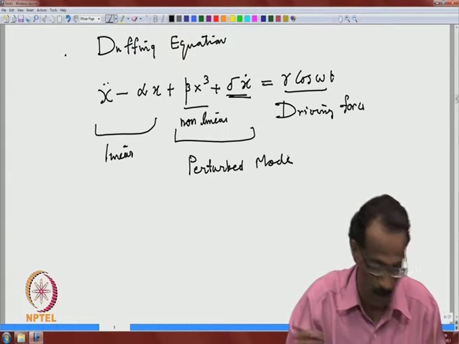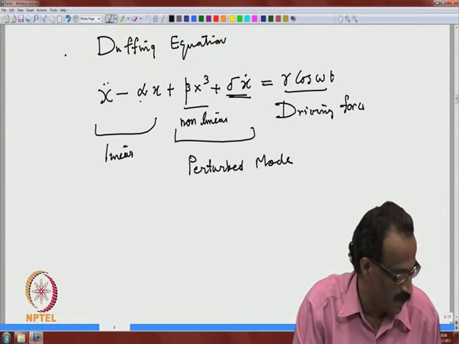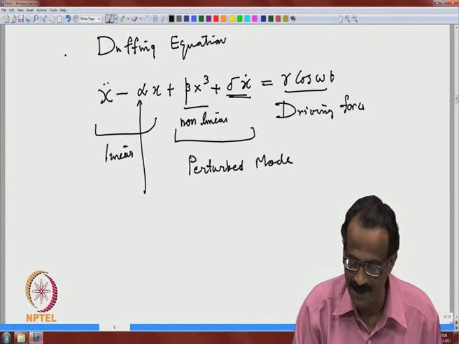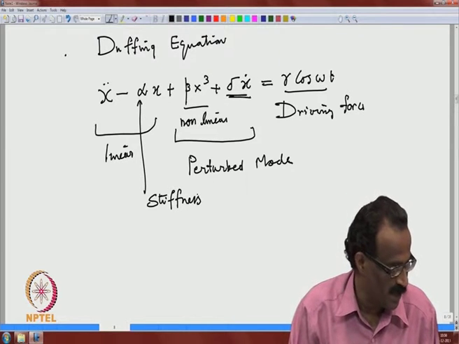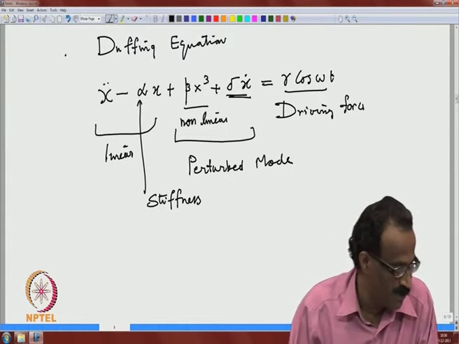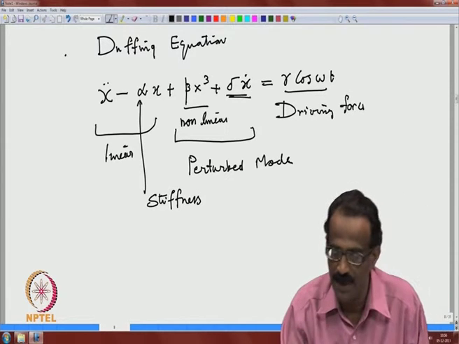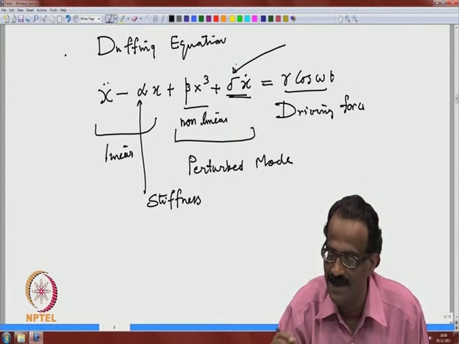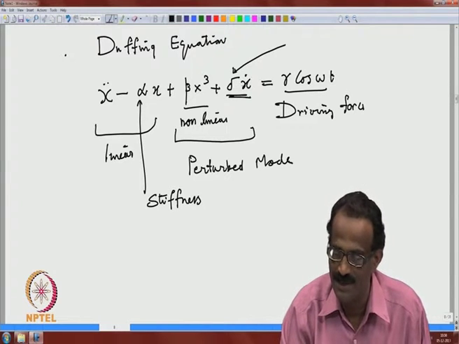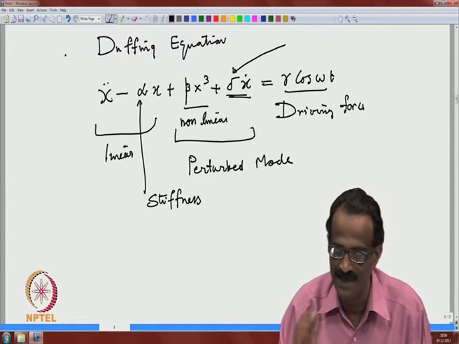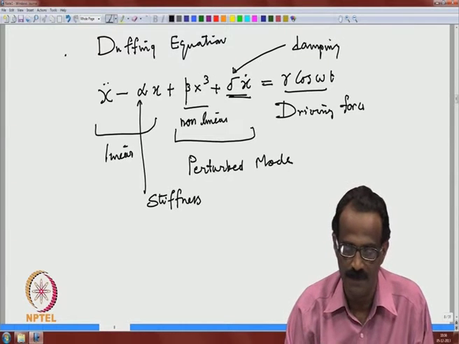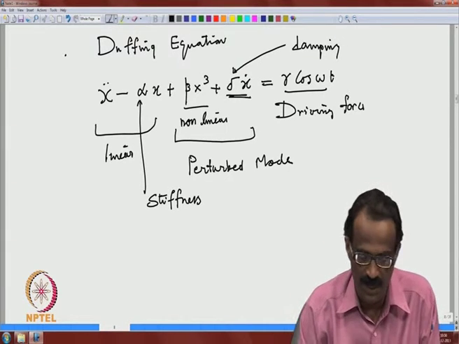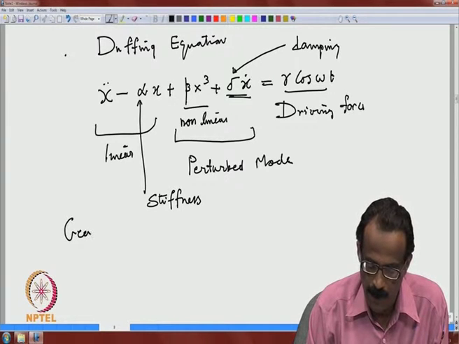Alpha is nothing but your stiffness, if you want to interpret it in a mechanical model, beta may be the amplitude, and delta is the damping. So this is a similar thing; if you look at your mechanical model, you have similar terms, only this is one more term, the damping. This model was probably introduced by George Duffing.